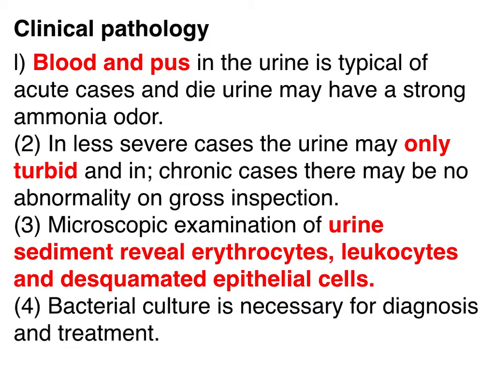Clinical pathology: blood and pus in the urine is typical of acute cases, and urine may have a strong ammonia odor رائحة قوية للأمونيا. In less severe cases, the urine may only be turbid, and in chronic cases there may be no abnormality on gross inspection. Microscopical examination of urine sediment reveal erythrocytes, leukocytes, and desquamated epithelial cells. Bacterial culture is necessary. نحتاج إلى عملية زرع البول، وذلك لتشخيص المسبب المرضي وإجراء فحص الحساسية ومن ثم العلاج.